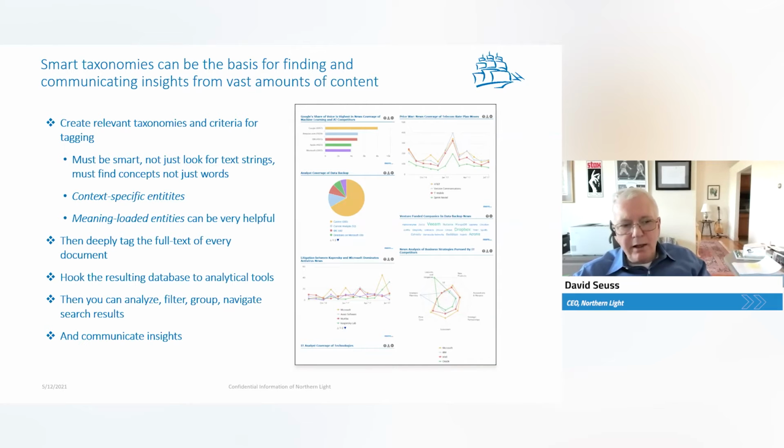Once you have the taxonomies, deeply tag every document that comes in, tag the full text, hook the resulting database of tag content to analytical tools to help you analyze, filter, group, navigate, and search the results. And then you can use the output of the analytical algorithms and the presentation tools that you have to generate useful displays that can communicate insight to your users.